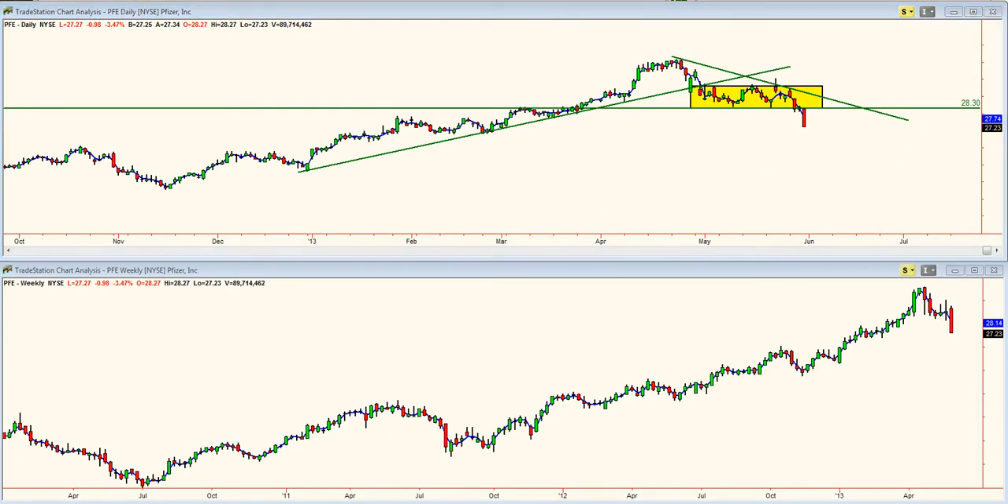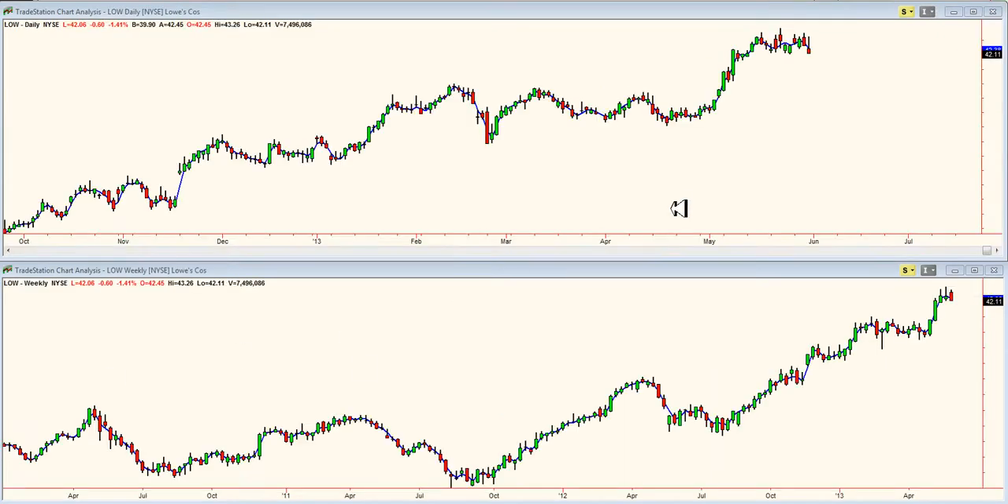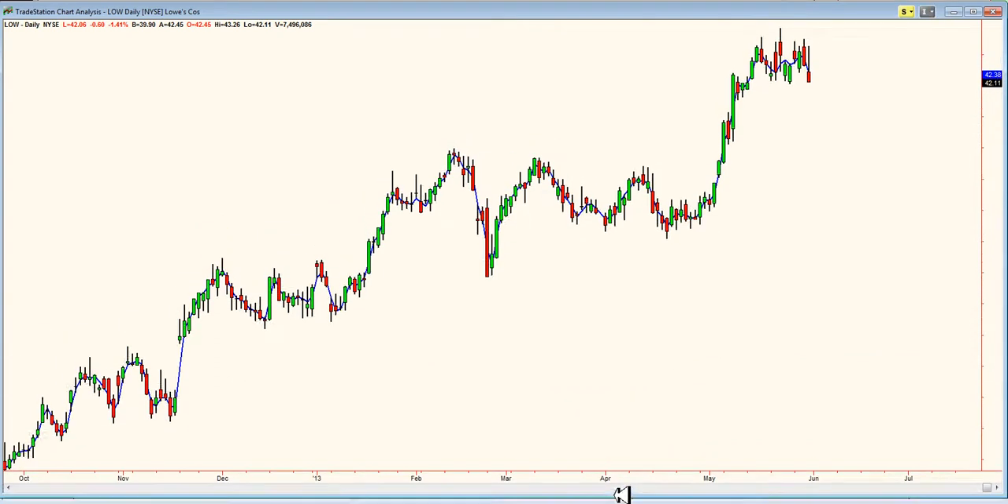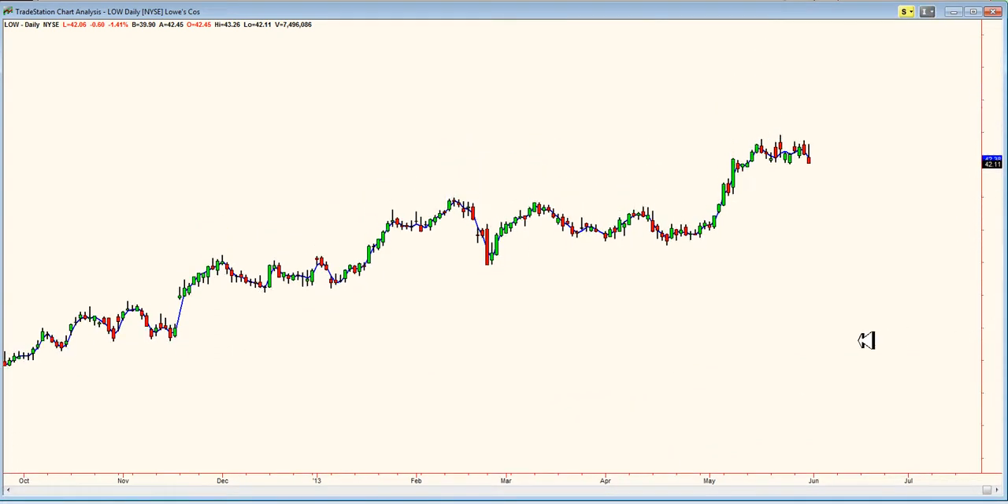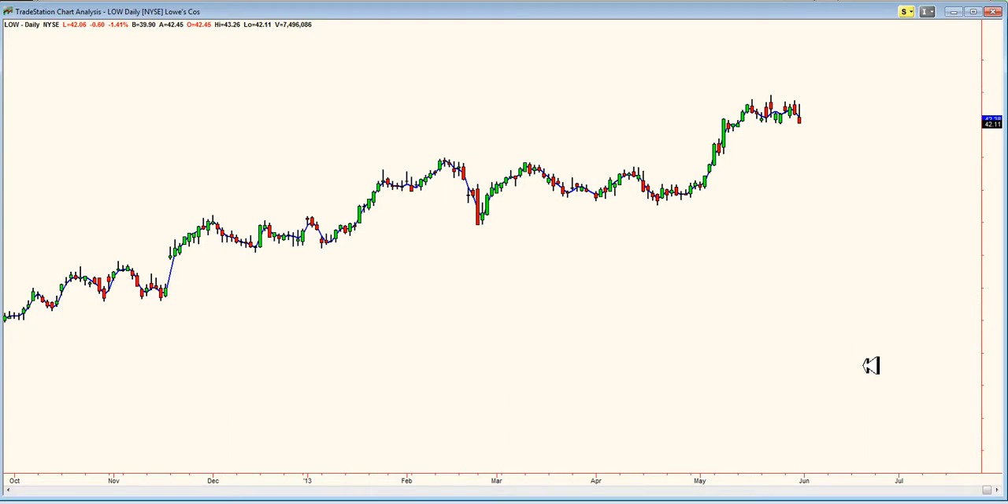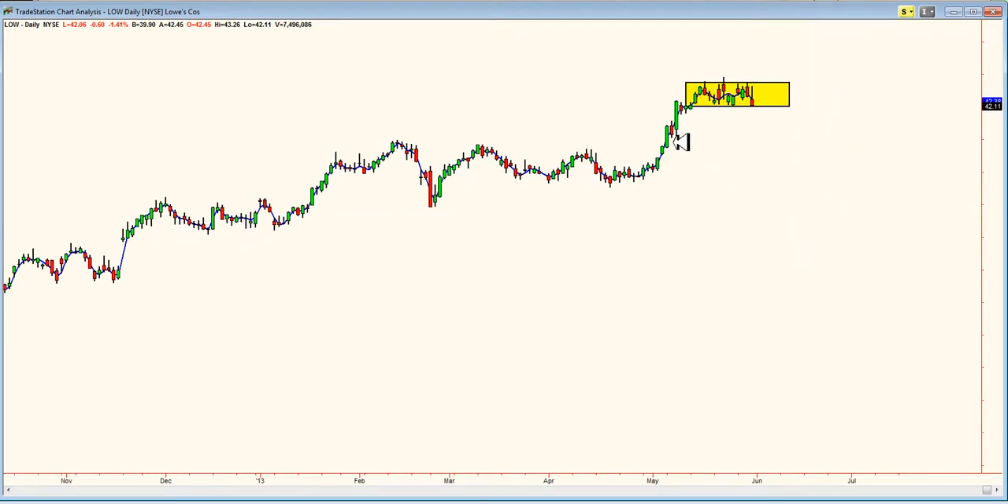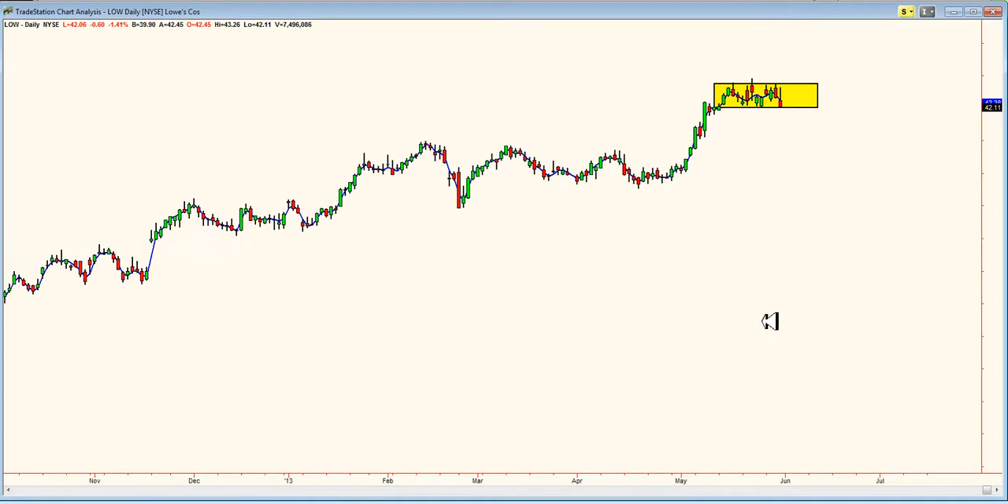All right, let's take a look at a few here. I'll give you a few seconds to define where the box is. Let's take a look at Lowe's. LOW. Where's the box? Here we go. Now, whether you want to include the wicks, just the bodies, that's completely up to you. I like to look at several points that it's hit and maybe have some of those outliers here and there. And here's my box. Now, will we continue this trend or will we reverse?